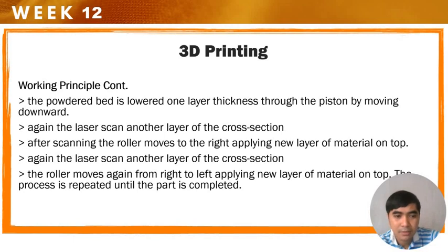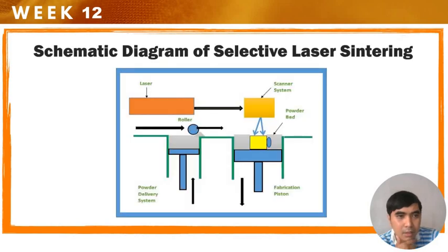Okay, so next. This is the schematic diagram of selective laser sintering. This is the laser and this is the roller. This is the scanner of the 3D printer. This is the powder bed. The fabrication piston goes up and down. And this is the powder delivery system. So that's the mechanism of selective laser sintering.